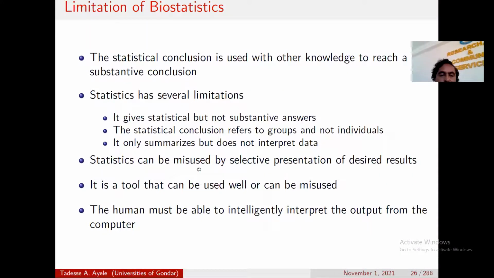All right. So statistics can be misused by selective presentation of the desired results. I think this concept is widely exercised in the current days.